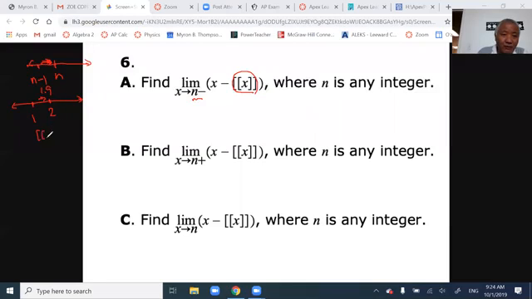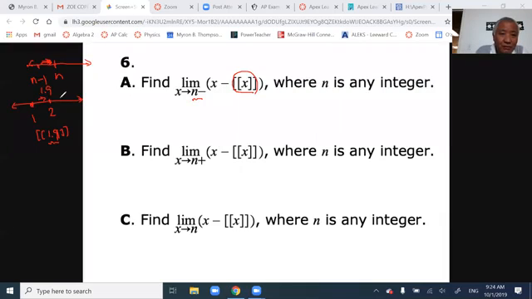So what is the greatest integer of 1.9? Greatest means you're looking for the greatest integer possible that is still less than 1.9. It cannot be equal to 1.9, because if it equals 1.9, that's not an integer anymore. So it should be less than 1.9. The greatest possible integer still less than 1.9 will be 1.